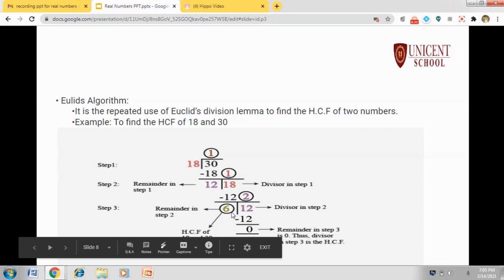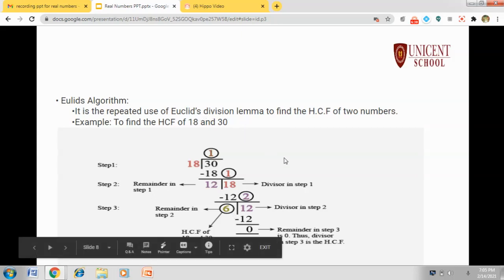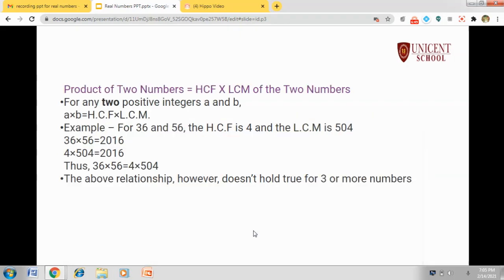In this way, we find the HCF of two numbers using Euclid's division lemma. Till we get the remainder as 0, we need to repeat Euclid's division lemma. This is how we find the HCF using Euclid's algorithm.